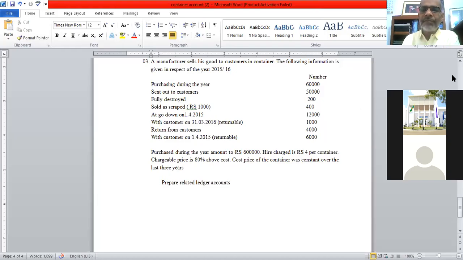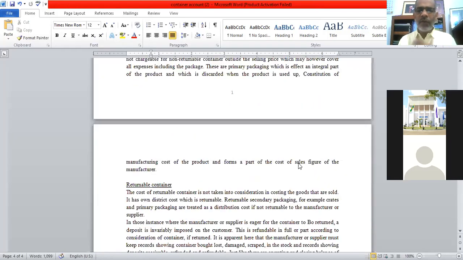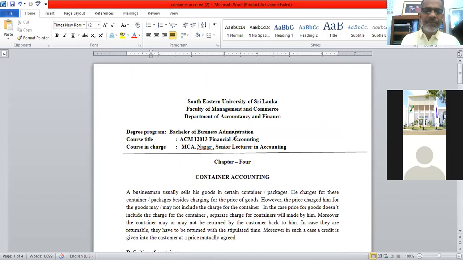This one document visible. Can you see this one?